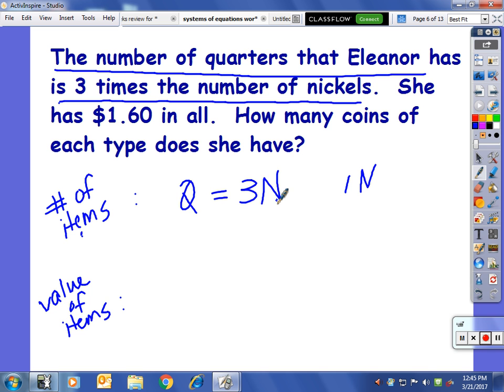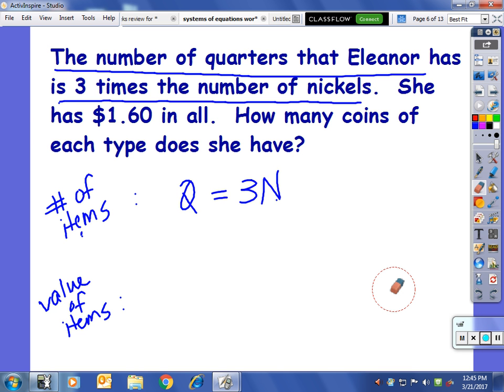If I put a 1 in for my nickel number, how many quarters would she have? 3. If she had 2 nickels, how many quarters would she have? 6. If she had 3 nickels, how many quarters would she have? Do you see what I'm doing here? So these are some possibilities, but there's millions of possibilities. I need another fact. And once I get another fact, I'm going to have a system of equations that I'm going to solve, and I'll figure out exactly how many of each she has.